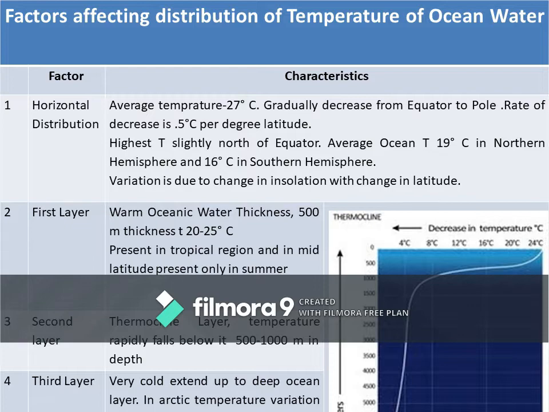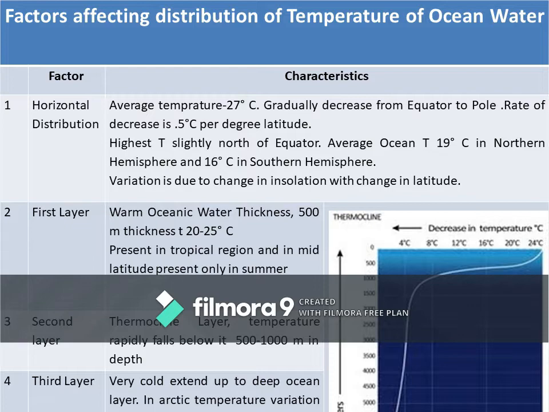The second layer, called the thermocline, is characterized by rapid decrease in the temperature with increasing depth. The thermocline is 500 to 1000 meter thick. The third layer is very cold and extends up to the deep ocean floor. In the Antarctic and Arctic region, the surface water temperatures are close to 0 degrees Celsius, so the temperature change with the depth is very slight.